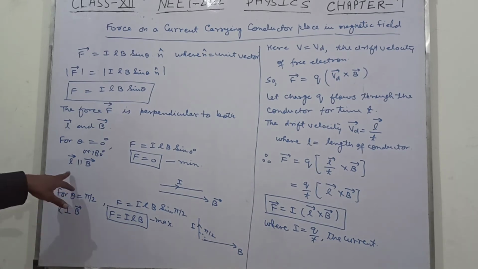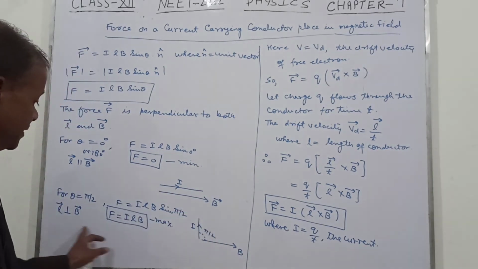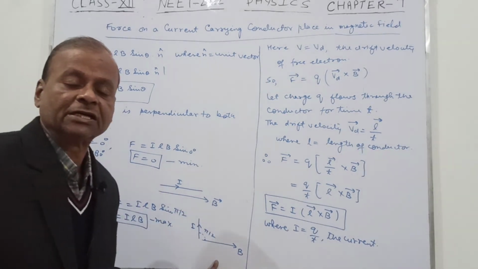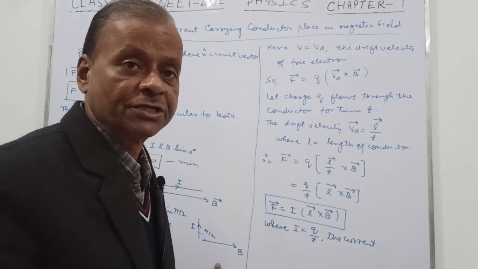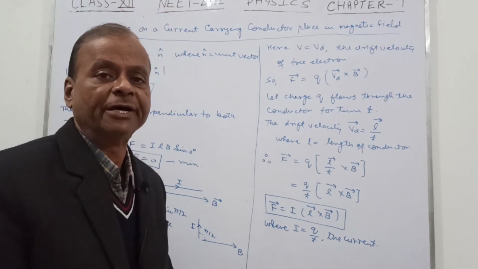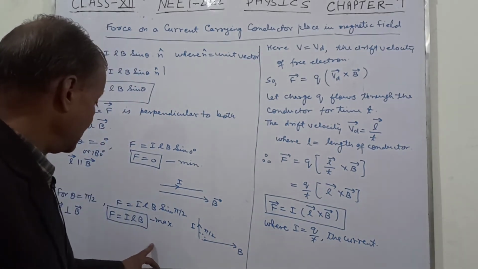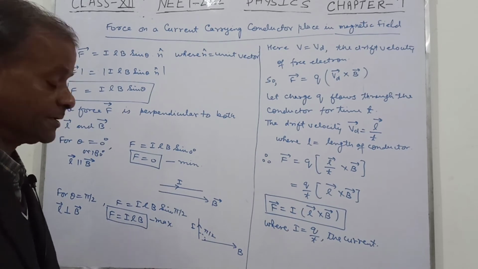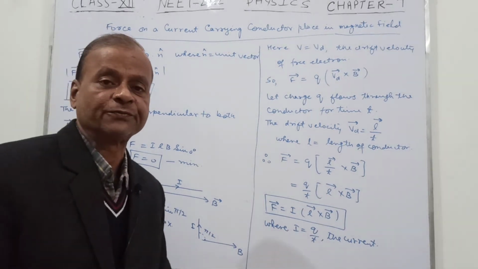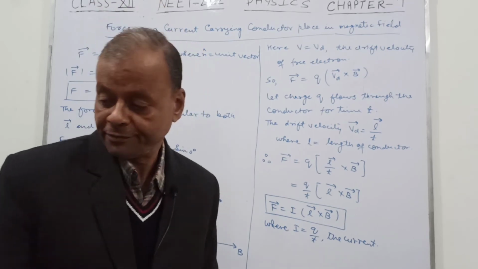So these are the situations when the conductor is parallel to the magnetic field or perpendicular to the magnetic field. When the conductor is parallel to the magnetic field, the force is 0. This is the minimum force. And when the angle is pi by 2, then the force is maximum, equal to I L B. You can see that this force depends upon the current, the length, and the magnetic field.